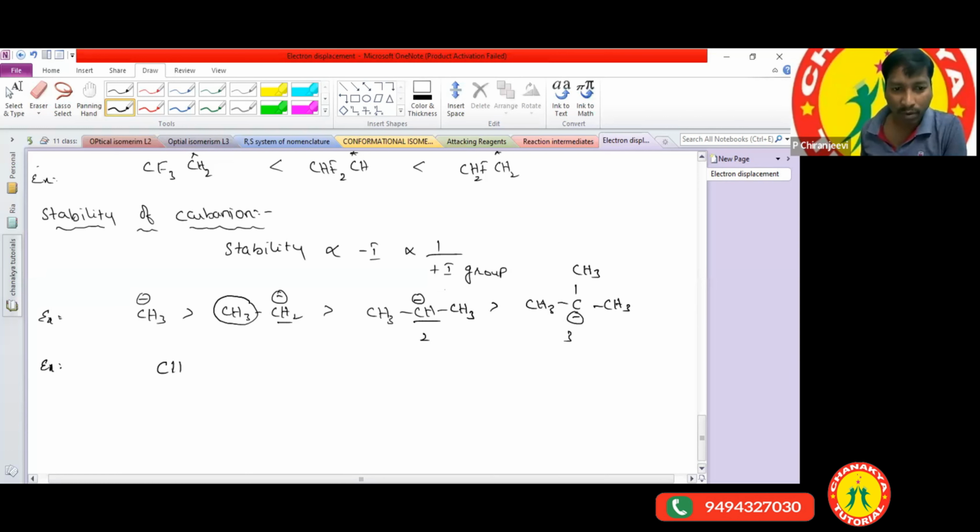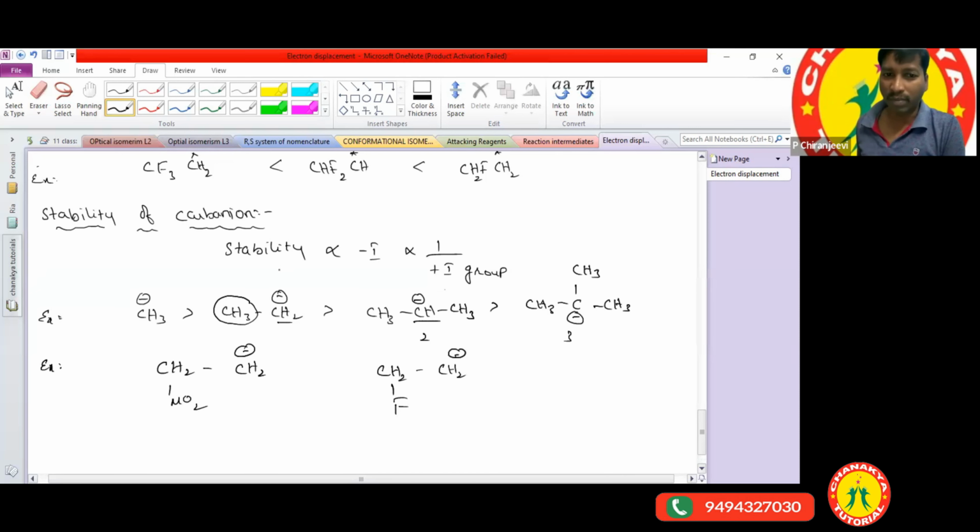I'm giving one more example. CH2 bond CH2 minus. Here this one is attached to NO2, and CH2 bond CH2 minus. Here we have an F. So if you compare these two, which one is the more stable one? Any one of you? Which one is the more stable carbene ion?